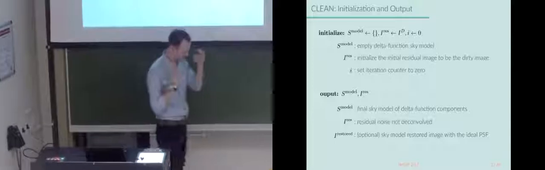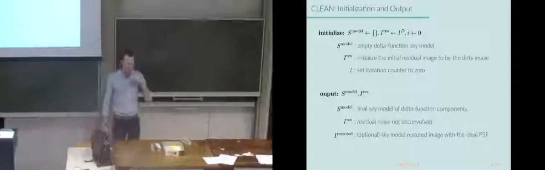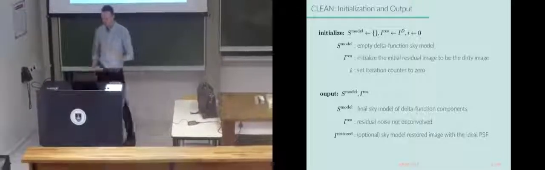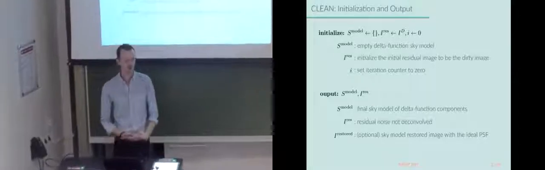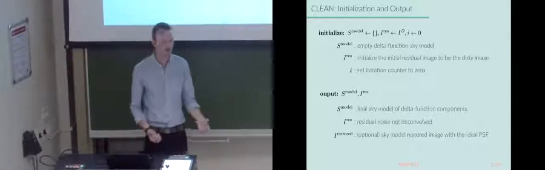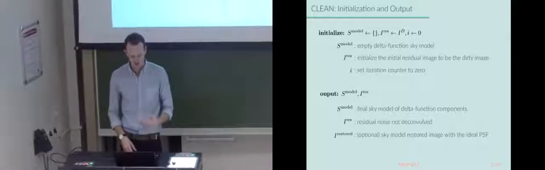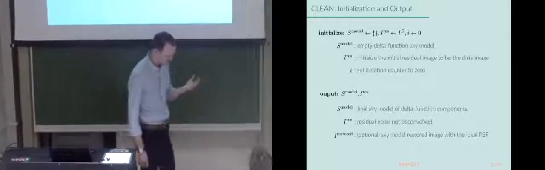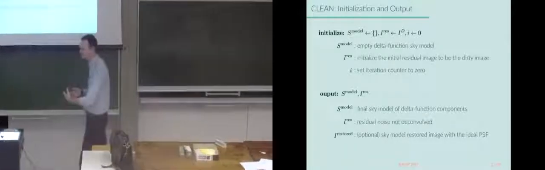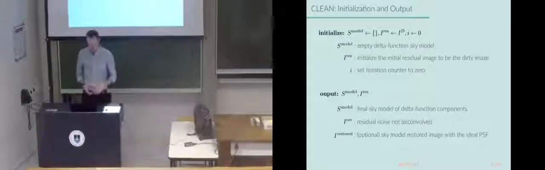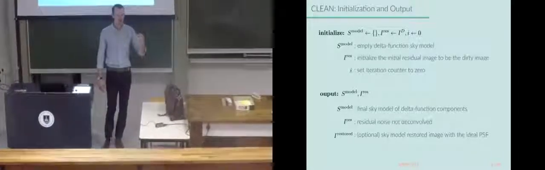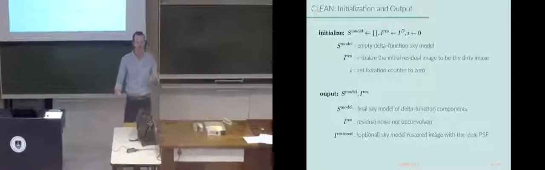Okay, so we initialize this. We have our inputs, these parameters, the dirty image, and the PSF. And what do we want to get? We want to get some sky model and some residual image. Our sky model is simply empty, right? We start off with an empty sky model because we haven't added anything into it yet. And then we have our residual image. The residual is effectively the dirty image with the sky model convolved with the PSF subtracted away. And since the sky model is empty, the residual image starts off as the dirty image. By the end of any deconvolution process, we want some sky model of components and some residual image.